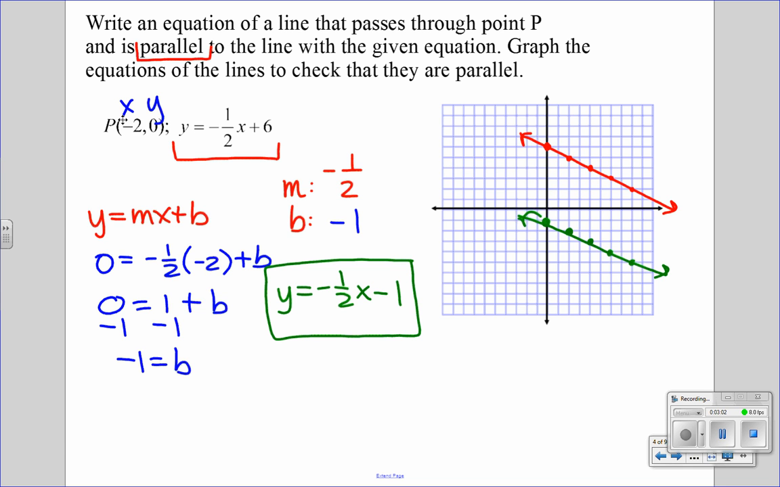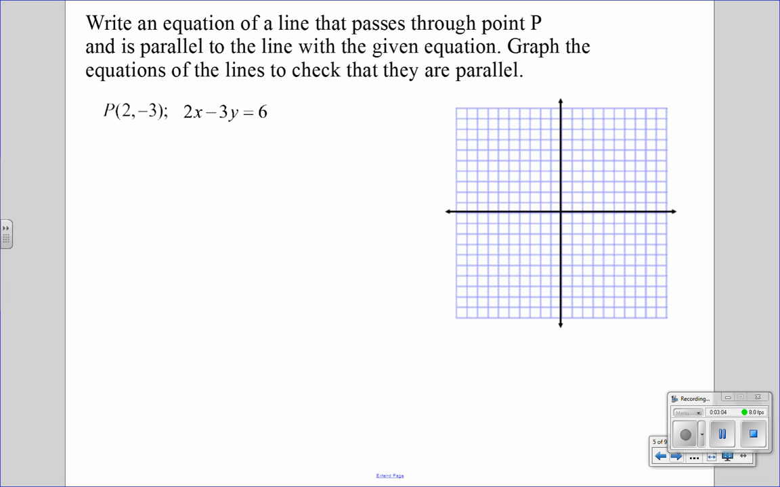So let's do another problem for parallel. This one is write an equation of a line that passes through point P and is parallel. So parallel is the key word. Now, if you look at the equation that I give you, it's not in slope-intercept form, so we have to get it in slope-intercept form. So we have to get the y by itself. To do that, we subtract the 2x. So we get -3y equals -2x plus 6, divide by -3. So y will equal 2/3 x minus 2.